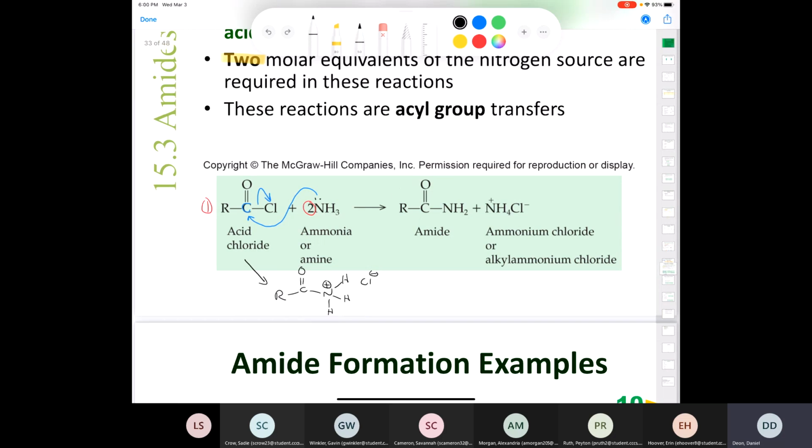And so what you have to do is use 2 moles of the amine. Why? Because the second one, I'll draw the second one here, is going to act as a base, and it's going to pull one of these protons off so that you end up with the beautiful amide, and then the NH3 plus an H plus a proton gives you ammonium, and then you've got your chloride.